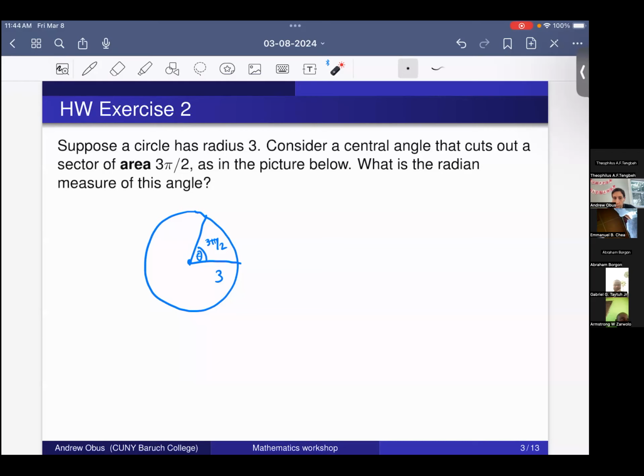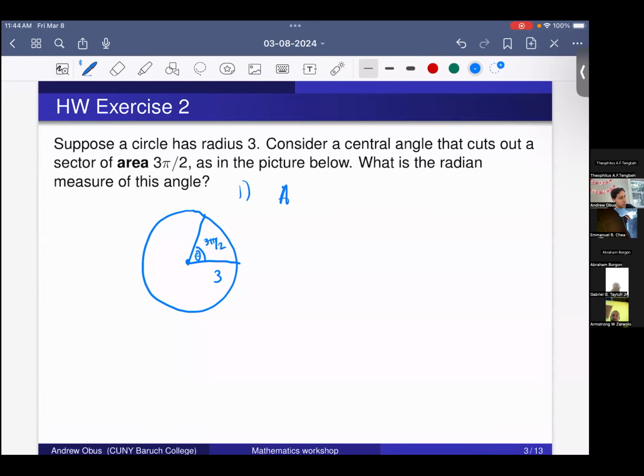So we can approach the problem by first using the area of the sector formula and find the value of theta. So step 1. Area of the circle is what? So the radius is 3, right? Okay. So the area of the circle here is going to be 9 pi, because the radius is 3. And so we have pi times 3 squared, and that's going to give us 9 pi. Okay. So what do we do next?